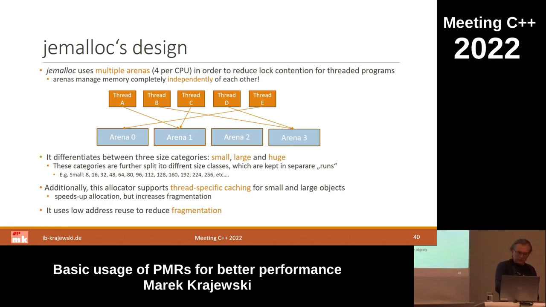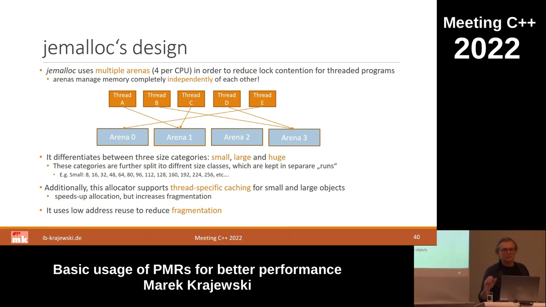And then, internally, it differentiates between 3 size categories for objects, small, large, and huge, to apply different optimizations. And these categories are further split into different size classes. Seen that already? Pool allocator, anyone? Yeah, okay.